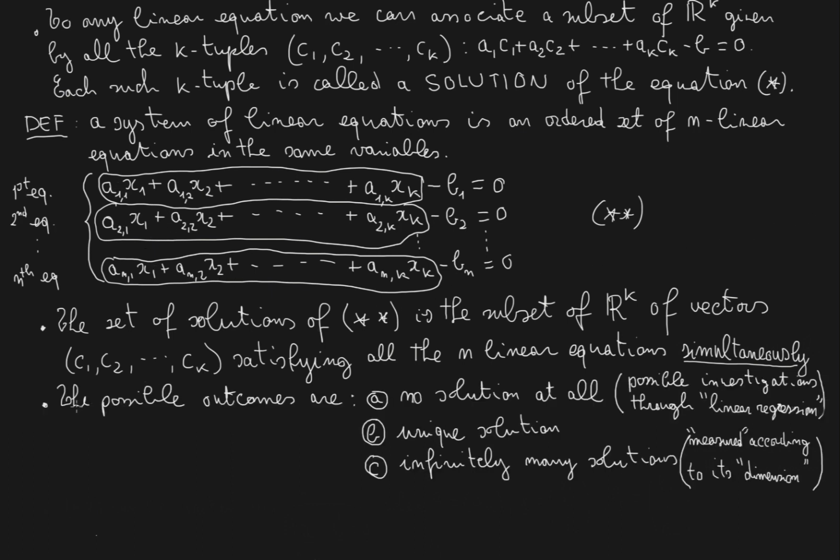Once again, the possible outcomes are: there is no solution at all, there is a unique solution, or there are infinitely many solutions. As you notice, there is no possibility of having a finite number of solutions except the unique solution. There cannot be 2 solutions, 3 solutions, or 4 solutions. This follows from the fact that we are looking at solutions in the field R. So these ci's, c1, c2 through ck, are real numbers. So we are looking at a set of solutions in R to the k.